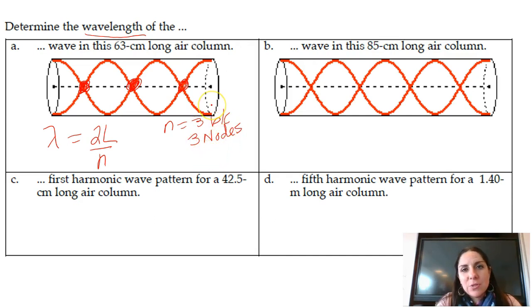Okay, so there are 3 nodes. If you count the nodes, you can get the harmonic number. Really quickly, for the other one you notice 1, 2, 3, 4. The harmonic number for this one is 4. So there you go with that.